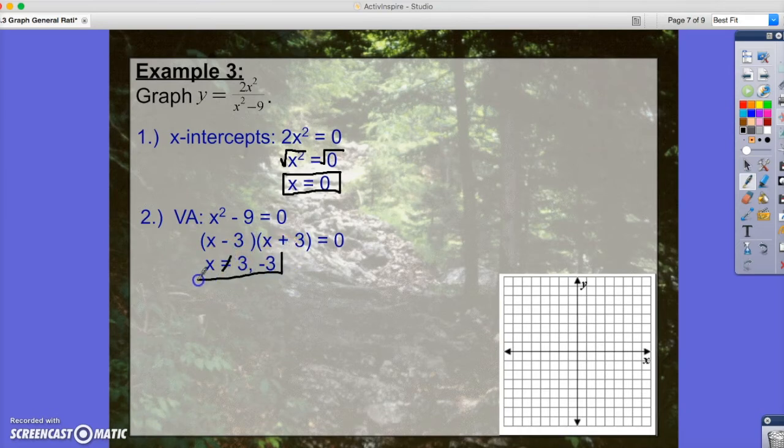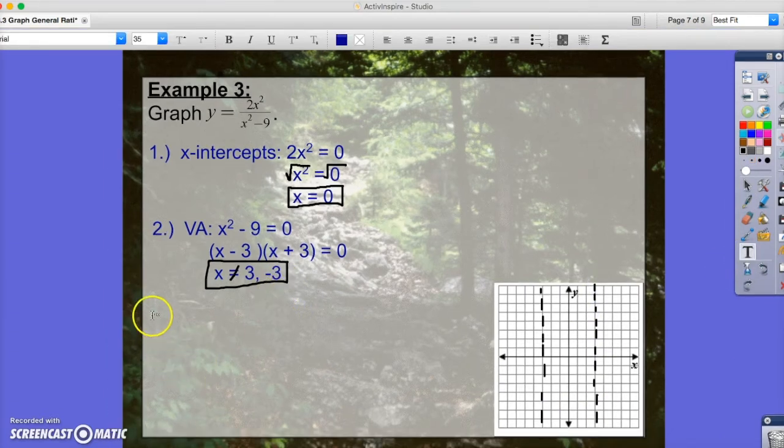So here's what's interesting about this one. You have 2 vertical asymptotes. One here, and one, 2, 3 here. All right. So this has never happened before where you have 2 of them. And we'll talk about what that means for the table after I do the third part here.